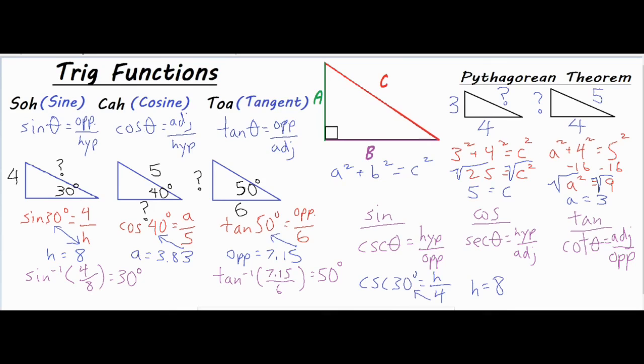Like I said, that's why it's the reciprocal. It's basically just like flipping this ratio, but you're using it for a similar goal of using an angle and a known side to find an unknown side of the triangle.